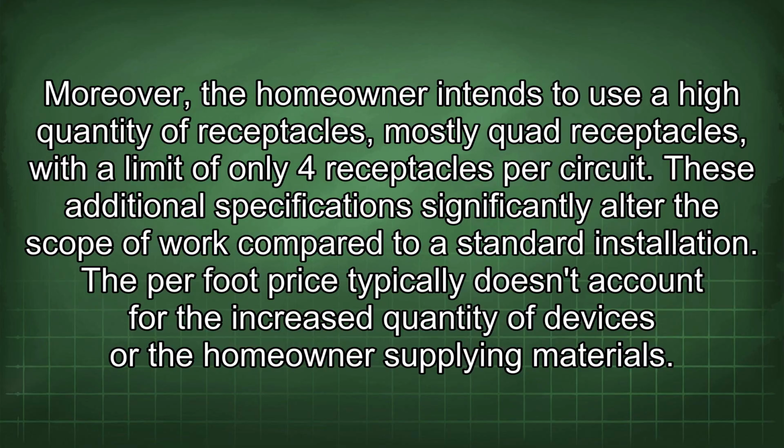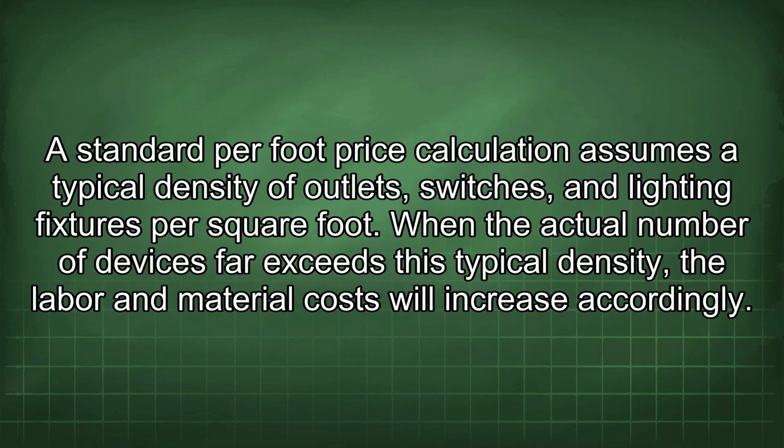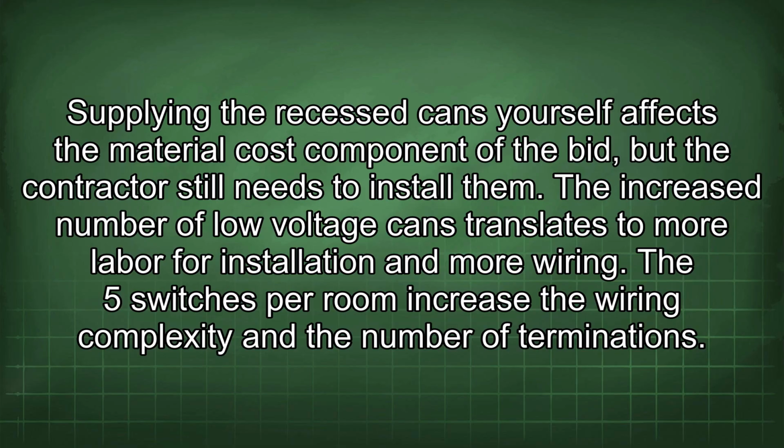The per foot price typically doesn't account for the increased quantity of devices or the homeowner supplying materials. A standard per foot price calculation assumes a typical density of outlets, switches, and lighting fixtures per square foot. When the actual number of devices far exceeds this typical density, the labor and material costs will increase accordingly. Supplying the recessed cans yourself affects the material cost component of the bid, but the contractor still needs to install them. The increased number of low voltage cans translates to more labor for installation and more wiring.